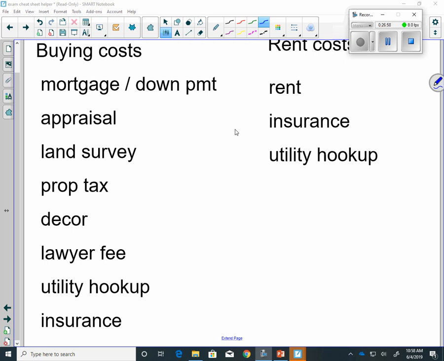What are some advantages to buying a home? I haven't put this here, but let's talk about it quickly now. What are some advantages? I didn't start writing this down, but what are some advantages to buying a home as opposed to renting?